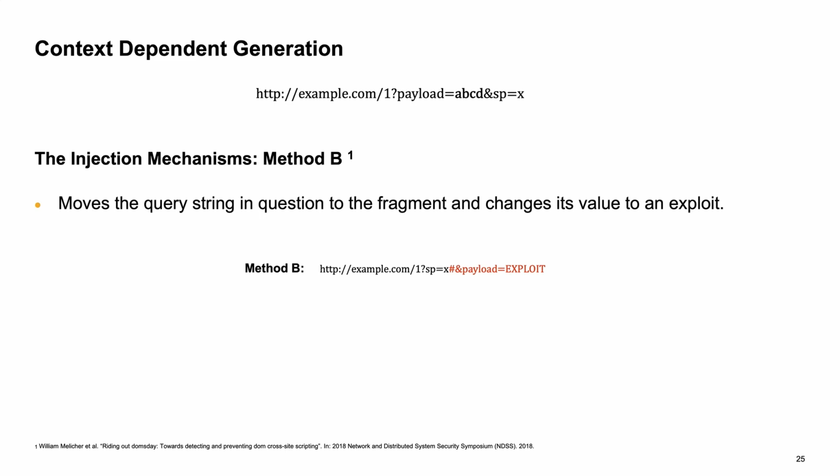For the second method, which is method B, taken from the Domesday paper, it is only relevant when the tainted string is part of the query parameter. What they do is extract this key value pair and replace the value with the exploit, then append it to the fragment preceded by an end symbol. Methods A and B both inject the exploit into the fragment in order to not be sent to the server side.